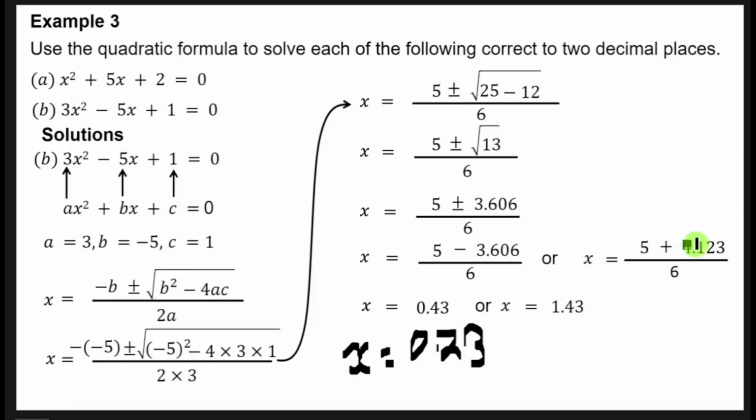However, this one again, the error continues. It should have been plus 3.606. Okay, so this is how you are supposed to answer. This one is wrong. The correct one is this one. So the two answers are x is equal to 0.23 or x is equal to 1.43.